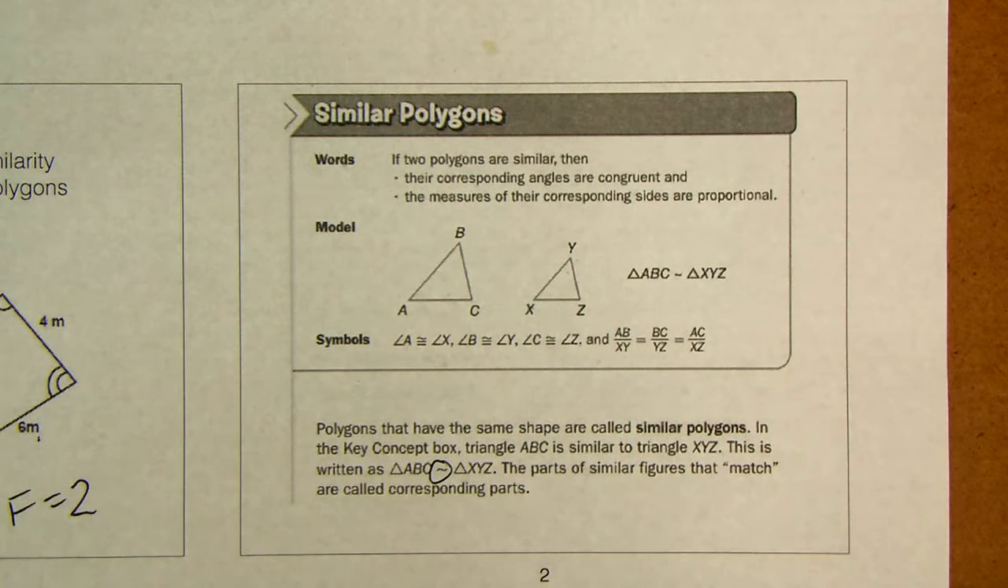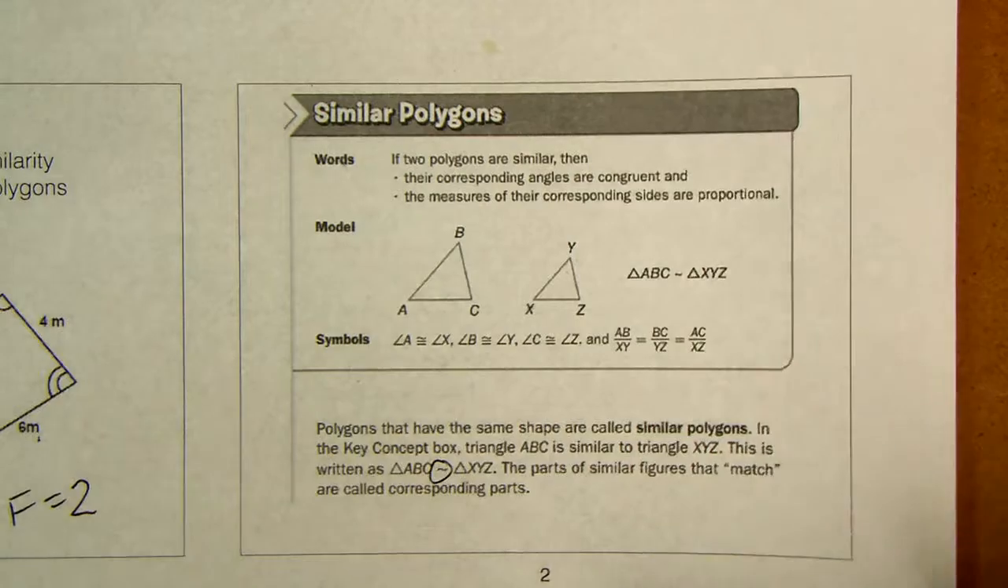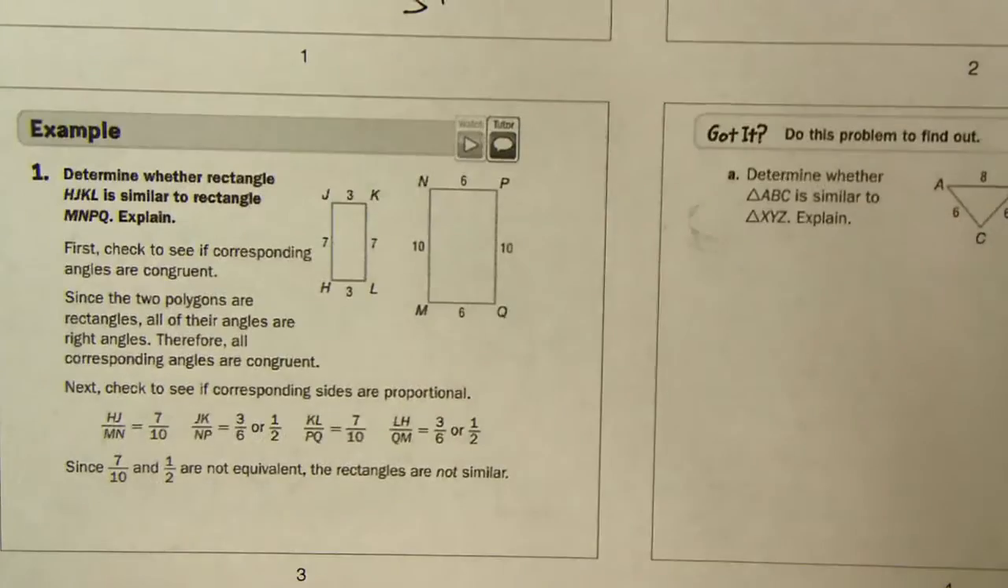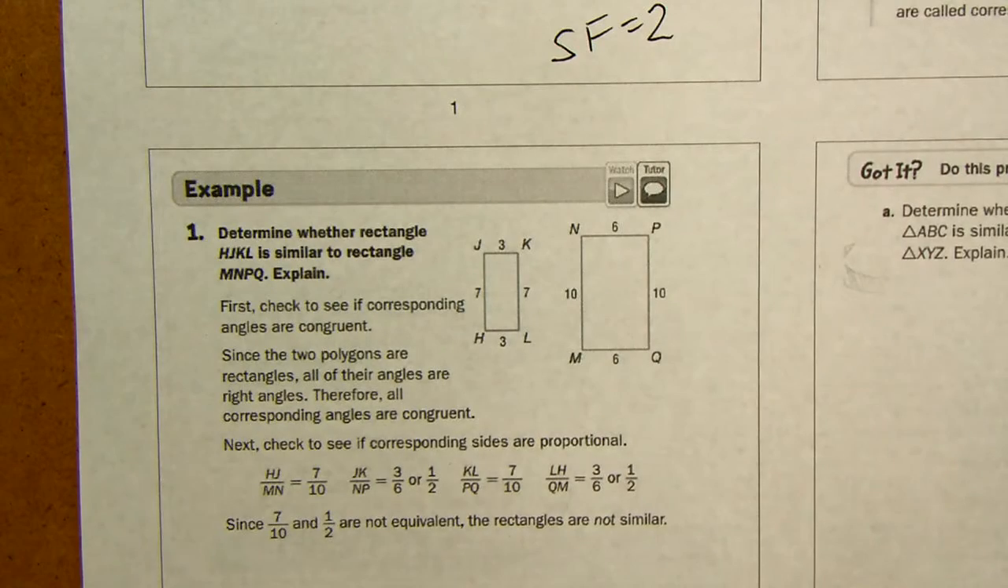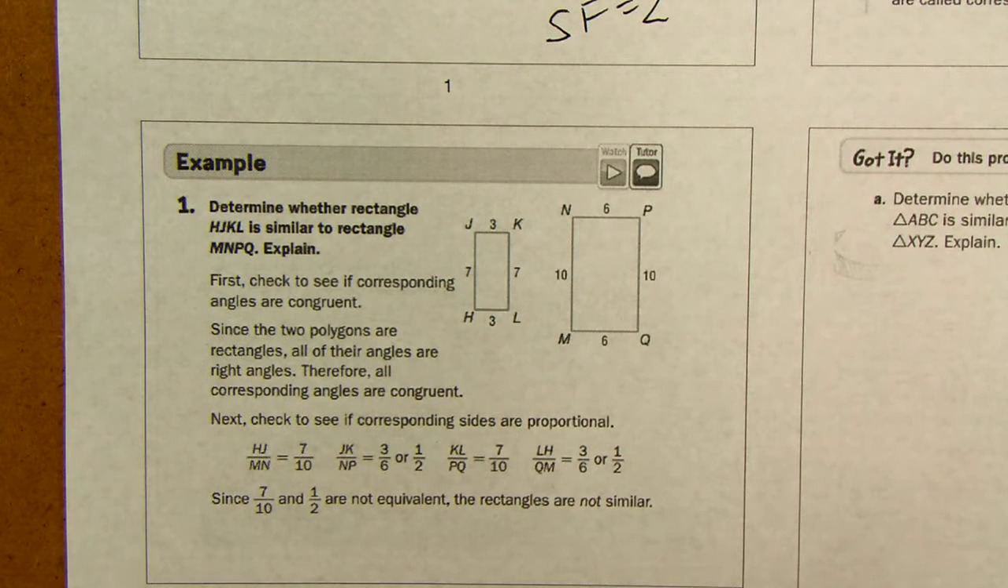But we are going to use this proportion strategy to find missing side lengths. In slide number 3, example number 1, we don't actually have to do it. They're going to show us how to do that. Sorry about that. It says, oh, I lied. They are going to ask you to determine if they are similar. So determine whether HJKL is similar to MNPQ and explain.